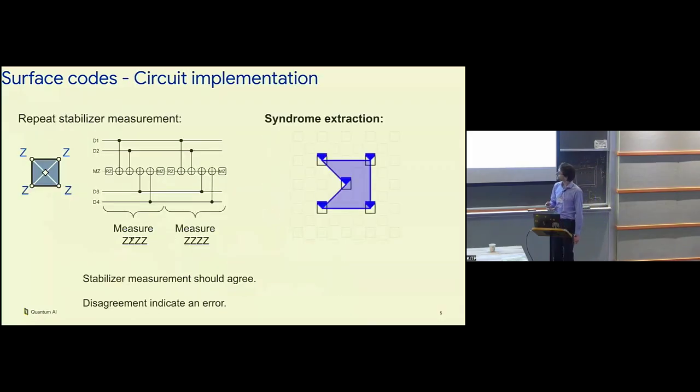So how does this work? The way this works is that you need to measure the parity on your data qubits using an ancilla qubit. I don't know if I can make this work.